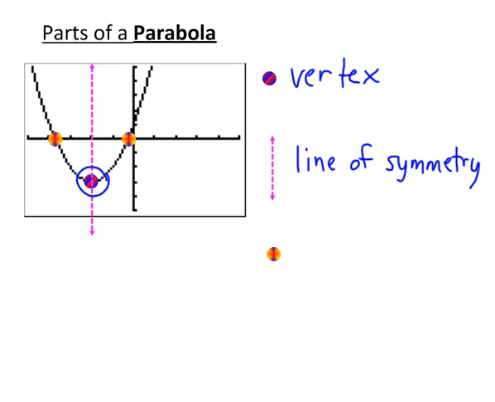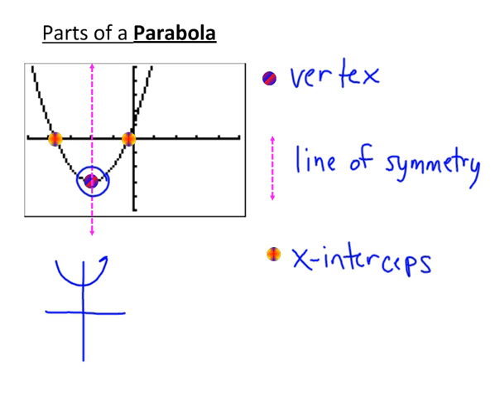And then we have these other 2 points that are x-intercepts. All quadratic graphs are not necessarily going to have x-intercepts. It could be something like this where it's above the graph. It could be something like this where it's below. They're not all going to have x-intercepts, but that is an important part where we want to look.